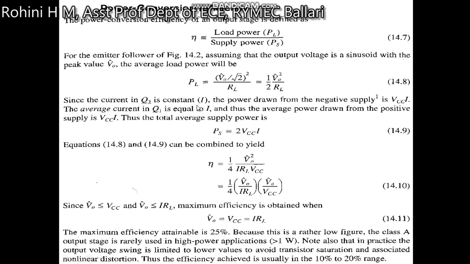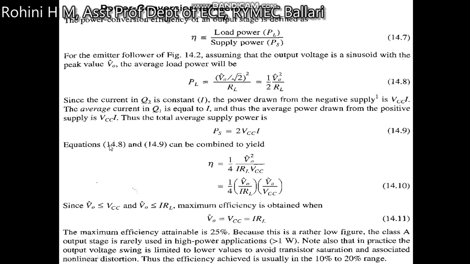Since Q2 is a constant current source, Q2 is having constant current I, the power drawn from the negative supply is VCC into I. Then the average current of Q1 is equal to I, and thus the average power drawn from the positive supply is also VCC into I. Therefore the power dissipation across Q1 is VCC into I, and Q2 is also VCC into I. So the total power dissipation is given by PS is equal to twice VCC into I. We are just adding the two power dissipations across the two transistors.